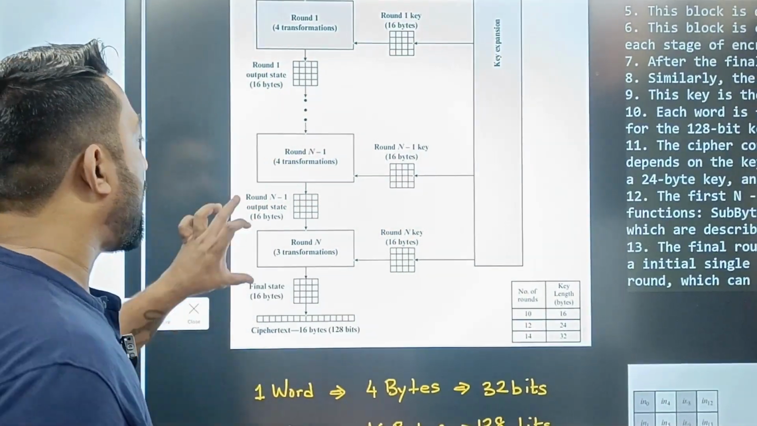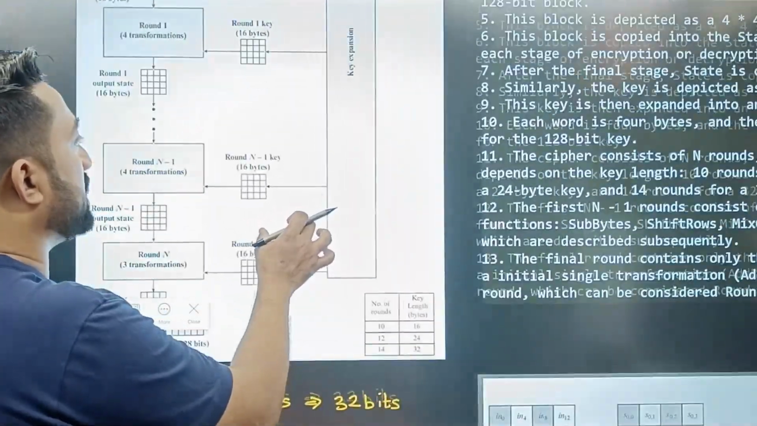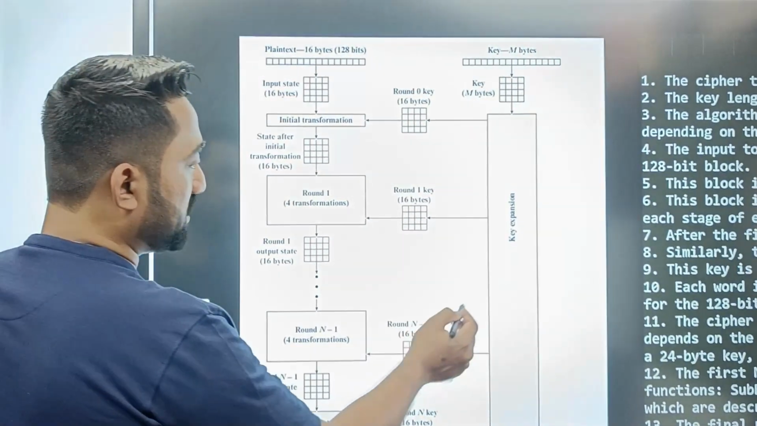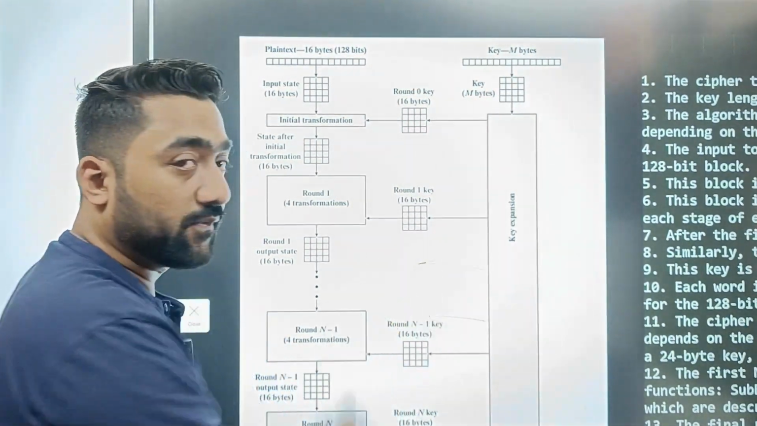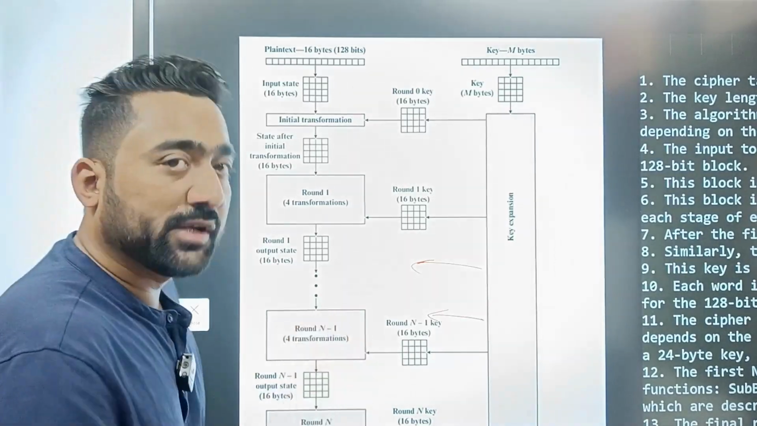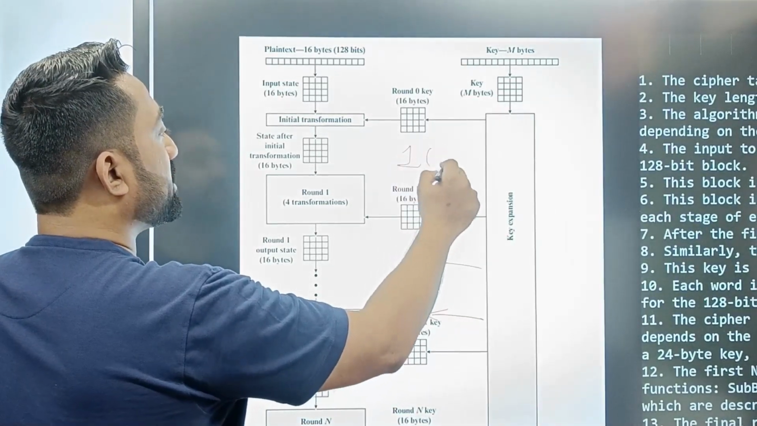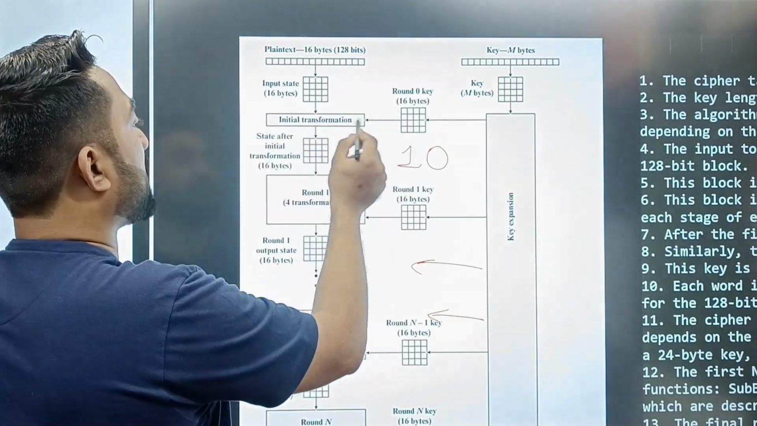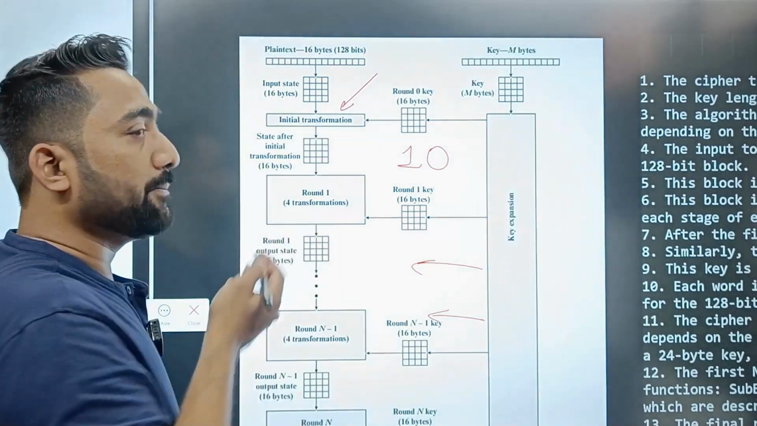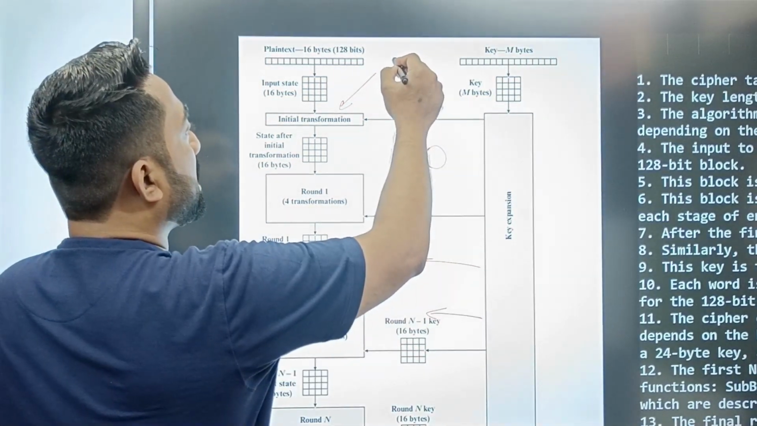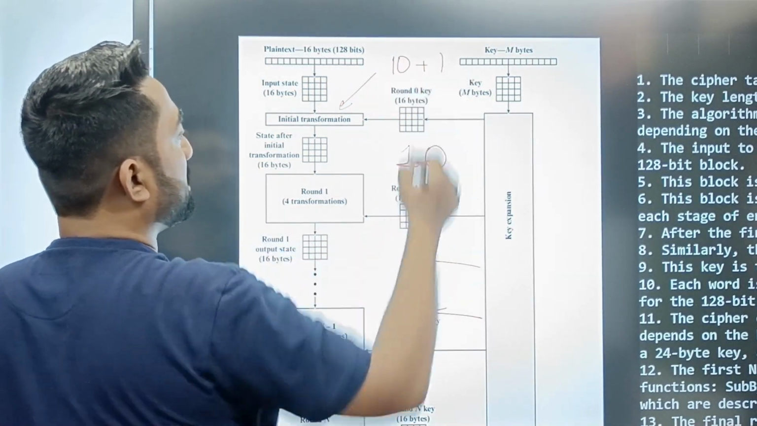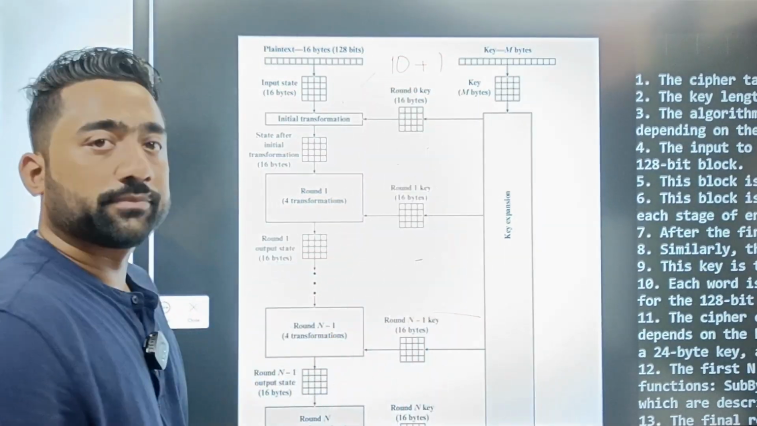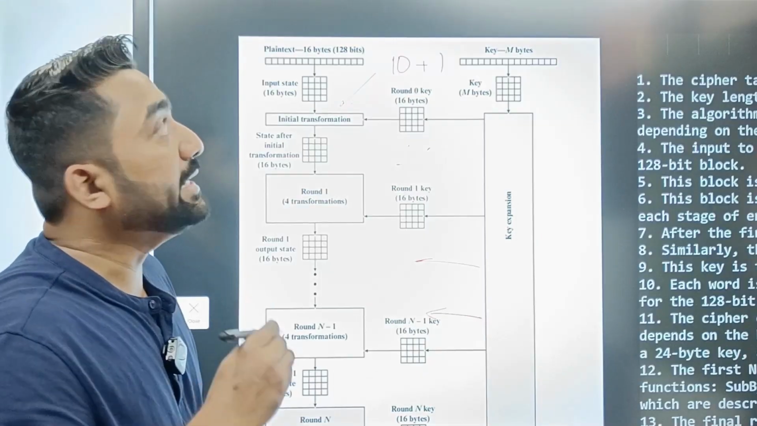So that sums up how AES works. If you see this diagram, for each round there is one key that is being supplied by this key transformation function. So in total, how many rounds are there? There are 10 rounds, right? Similarly, there is one round which actually creates your initial matrix. So in total, there are 10 plus 1 rounds, that is 11 rounds, starting from round 0 to round 10. Clear?